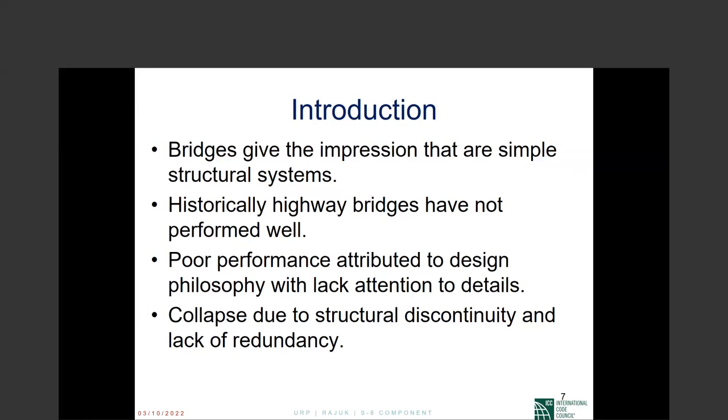Recent earthquakes have really shown us that highway bridges did not behave well. We need to better understand why, and how we will be able to improve on that design. The poor performance was attributed to the design philosophy and, second, to the attention to detail. So these two things are extremely important: what is the design that you are using, and what is the detail that you are really providing.